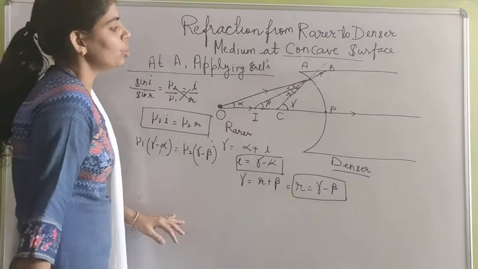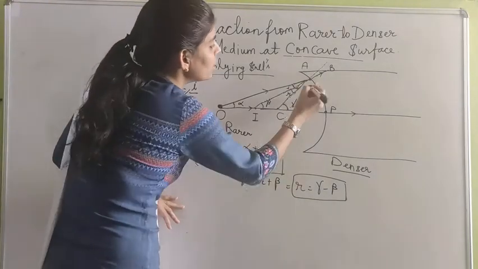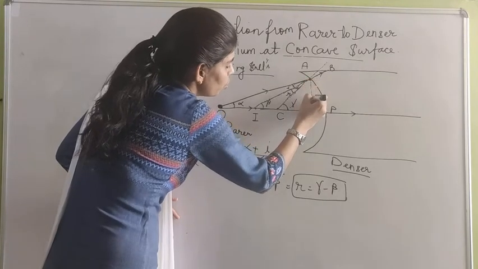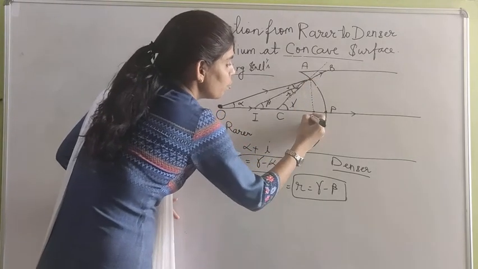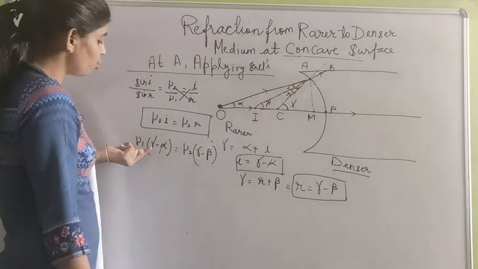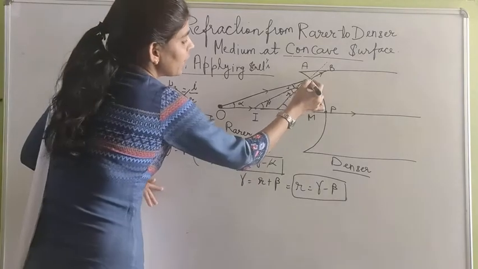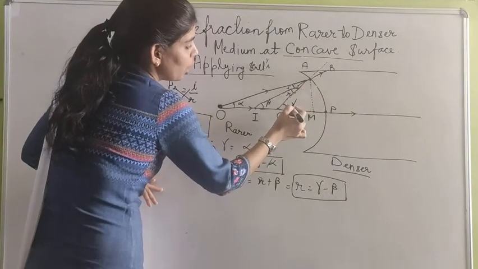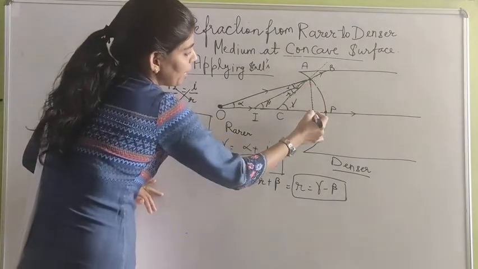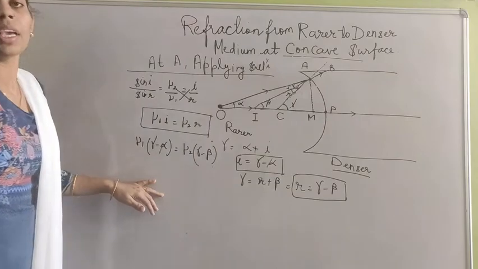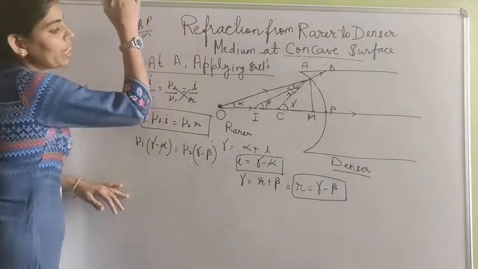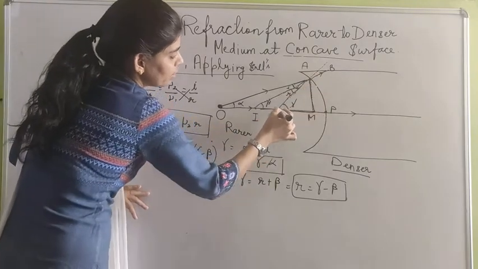For that we have to draw one more thing. This is the pole. From point A we will draw a normal on this principal axis, and this point is M. So in different triangles, for gamma we will take the triangle ACM. For gamma we will take the ratio tangent of gamma. Tangent of gamma is perpendicular over base. This is perpendicular and this is base.